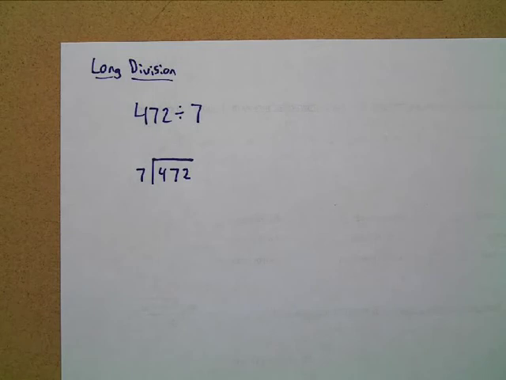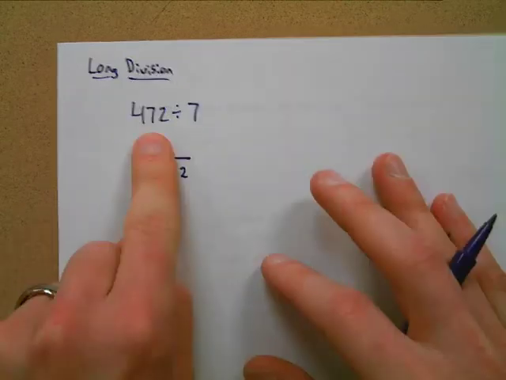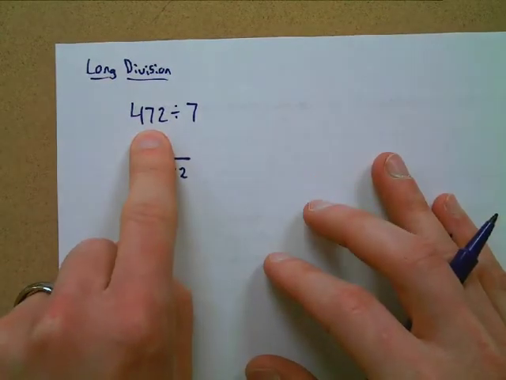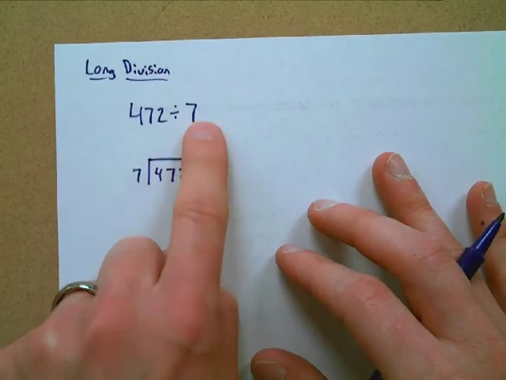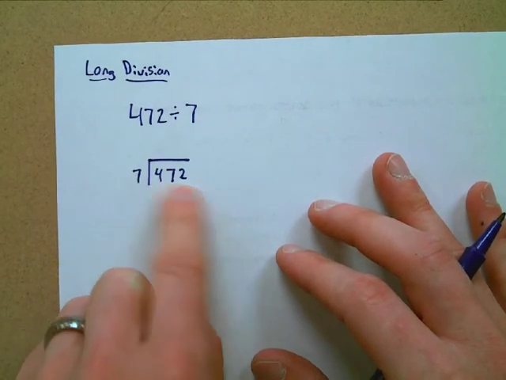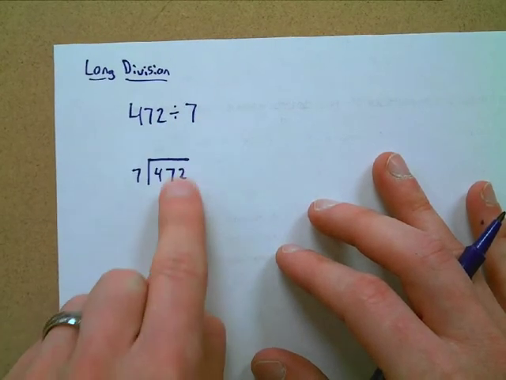All right, let's take a look here then. We've got 7, and we're dividing 472 by that 7. You guys might remember that 472 is called the dividend. This 7 is called the divisor. The number that we're dividing by always goes on the outside of our little symbol here, and the thing we are dividing goes inside the symbol, okay?